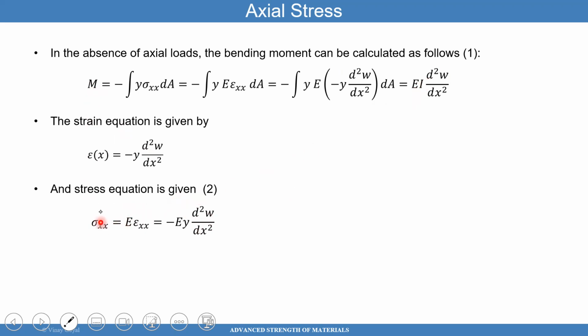If I divide the left-hand side, I get sigma xx divided by M. If I divide the right-hand side, E cancels out, the curvature cancels out, and you get the equation that you've seen before, which is sigma xx equals My over I. Everybody here has seen that formula, My over I. That's where it comes from. That's what the stress is.